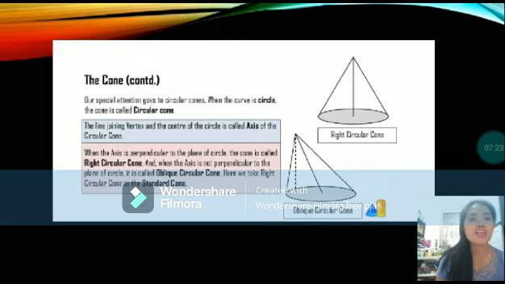Then when the axis is perpendicular to the plane of the circle, the cone is called a right circular cone, and when the axis is not perpendicular to the plane of the circle, it is called an oblique circular cone. Here we take the right circular cone as a standard cone. So we'll be focusing on the right circular cone.